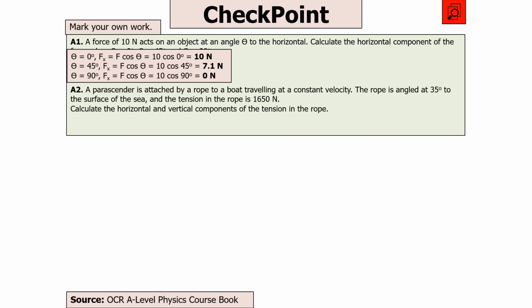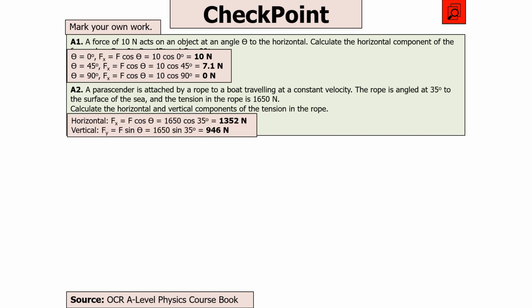So it'll be 10 cos 0, 10 cos 45, 10 cos 90. That comes from the triangle that will be produced. And again, if you look at this idea that the angle is at 35 degrees to the surface of the sea, to the horizontal, we can say the horizontal is F cos theta and the vertical is F sin theta, and you can work out your two components that way. So you get 1352 newtons horizontally and 946 newtons vertically.